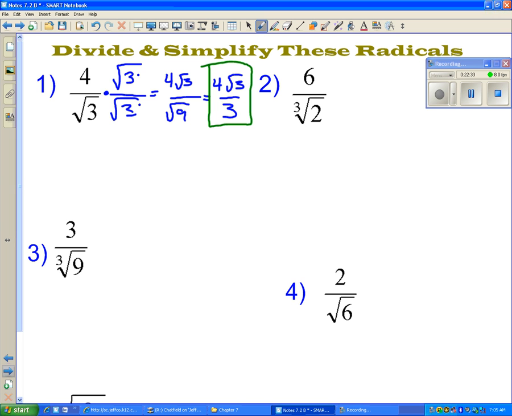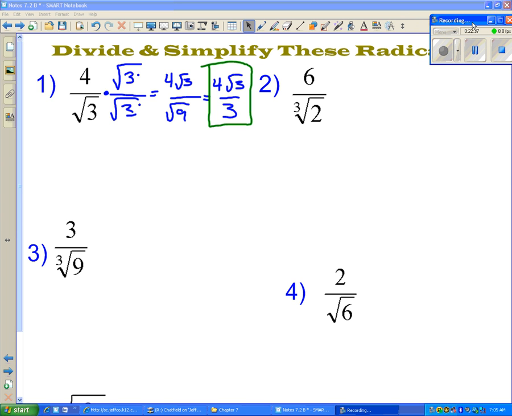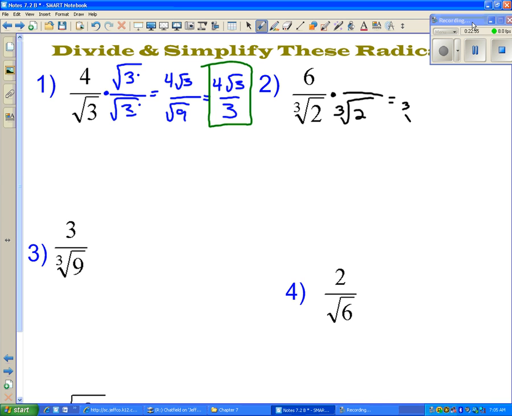All right, so let's try number 2. What's different with number 2? Well, I no longer am dealing with square roots. I now have a cube root in my denominator. So what am I going to multiply by to get a whole number? If I tried the cube root of 2, I would get the cube root of 4. 4 is not a perfect cube. That doesn't work, so I'm going to erase and back up.